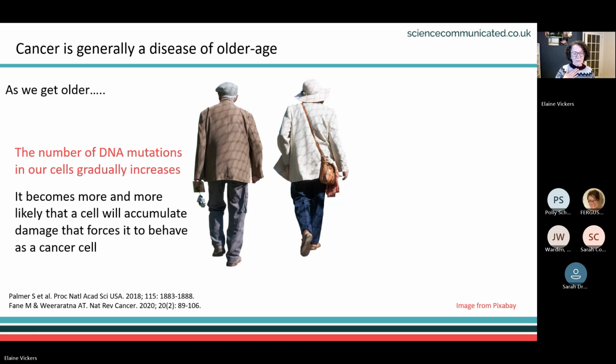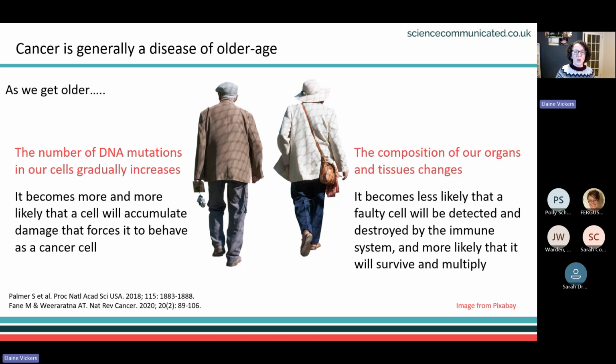However, most of the time, that doesn't lead to a diagnosis of cancer, because most of the time, our immune system steps in and destroys the faulty cells. But as we get older, our immune system often becomes less efficient. The immune cells become less vigilant, less able to detect cancer cells, and even if they should find them, less able to destroy cancer cells.